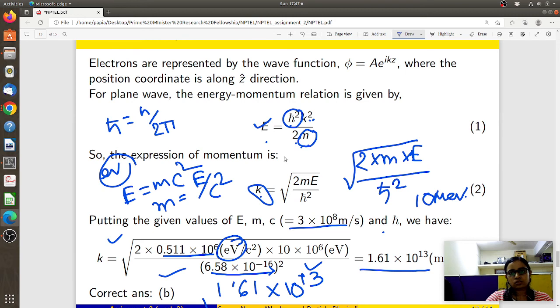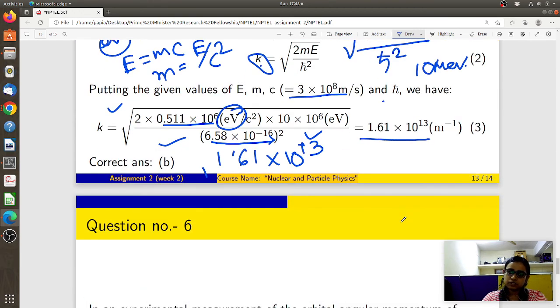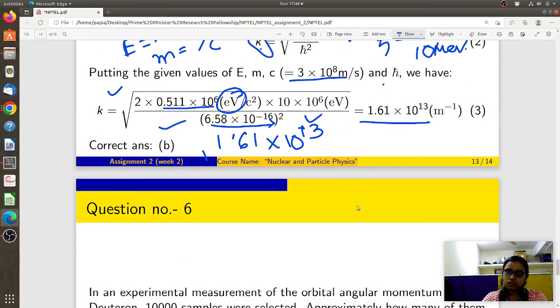Please go ahead. Okay, thank you. Yeah. So just putting those values, we can have the expression k equals 1.61 × 10^13 meter inverse.